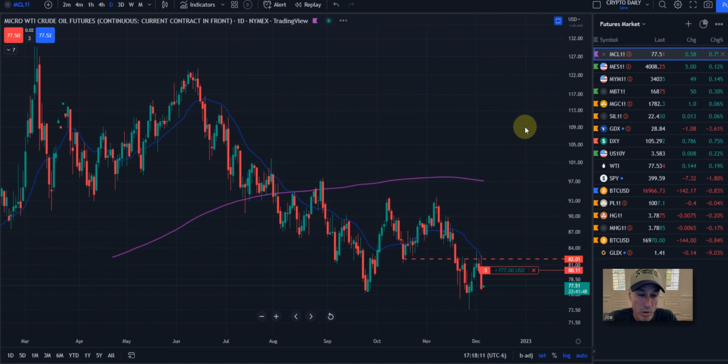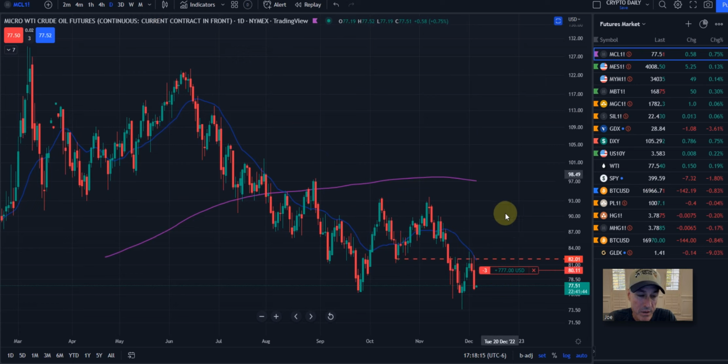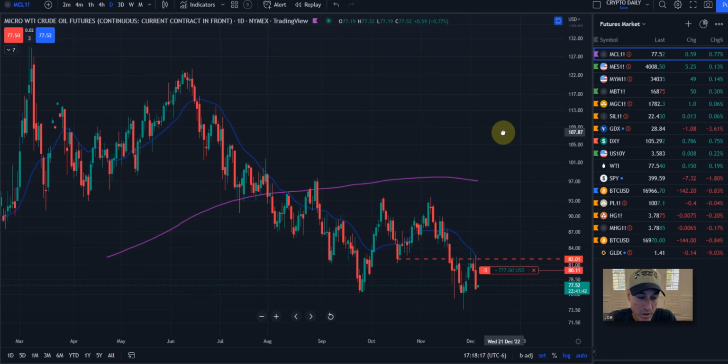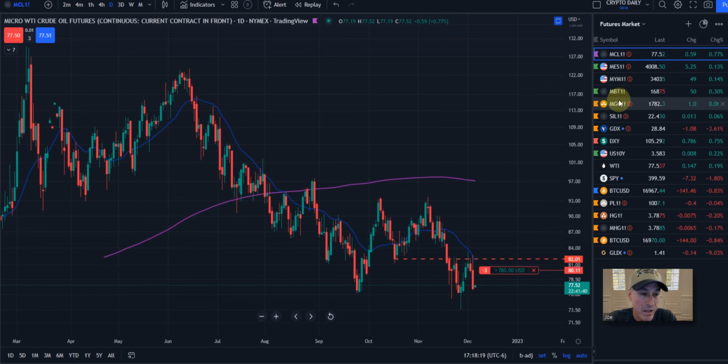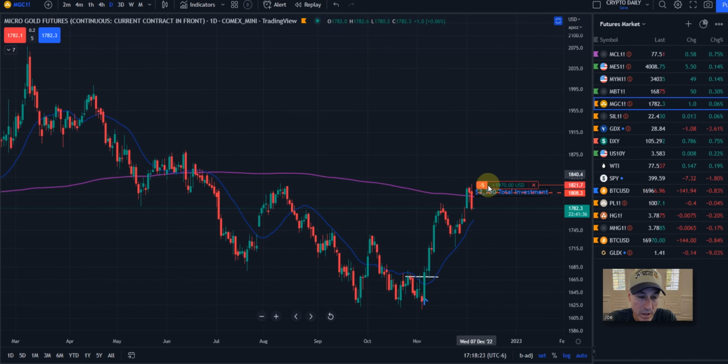For example, oil. We went short on oil, and here it is right here. That's a great number, by the way. And then let me show you gold. We've already gone, and my total invest. Let me get that red dash line. That red dash line was my stop loss in case it went the opposite way on us.